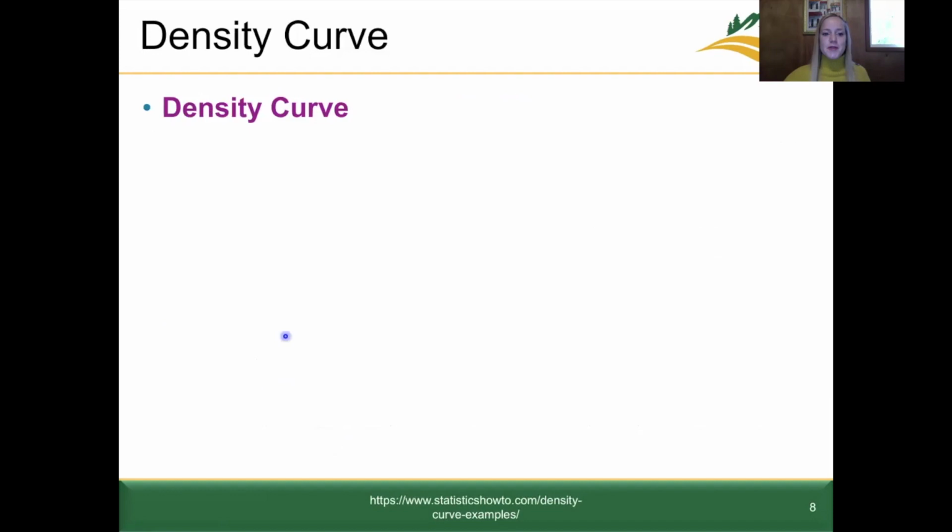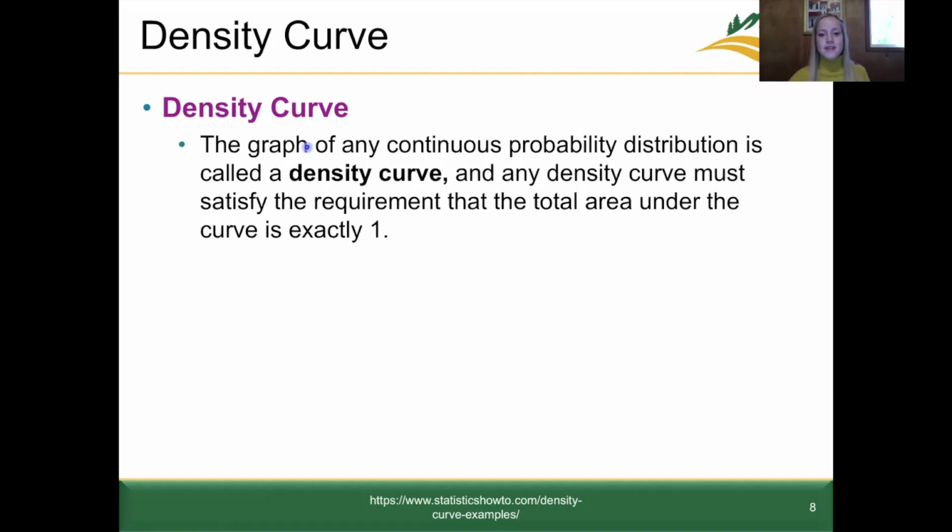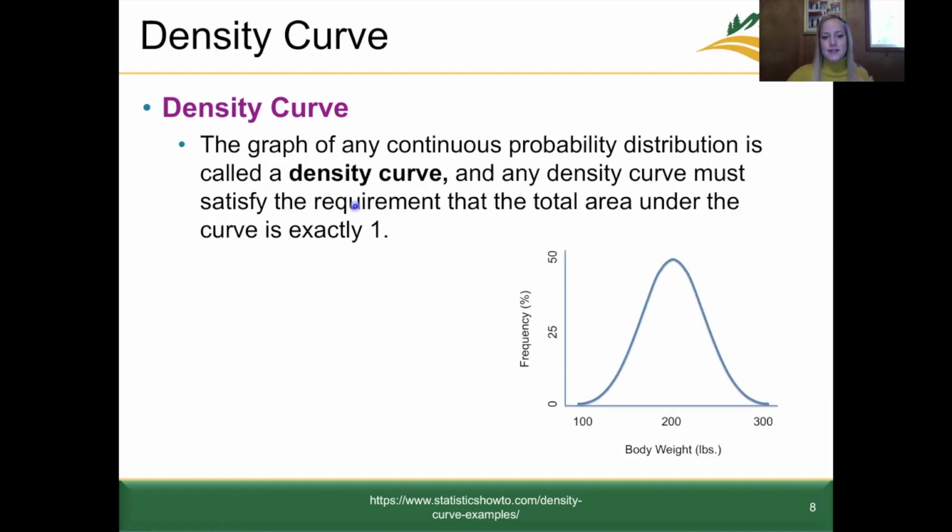Okay, so before that, we want to get into density curves. Density curves are sort of a subset of uniform distributions. The graph of any continuous probability distribution is called a density curve, where any density curve must satisfy the requirement that the total area under the curve is exactly 1. Now for density curves, we can still have a curve to the data. This is because for density curves specifically, the area under the curve has to be 1. The difference between density curves and uniform distributions is that uniform distributions have a flat line for their curve. We'll look at that on the next slide.